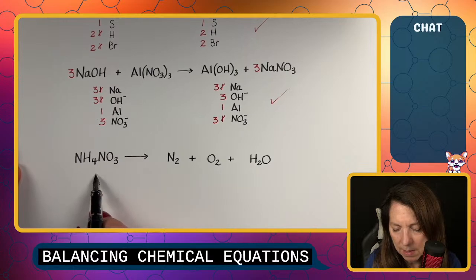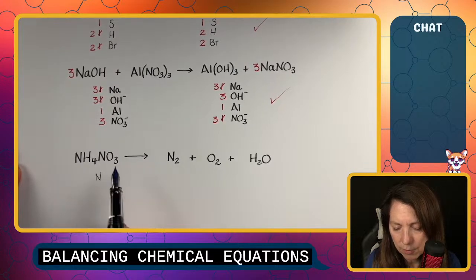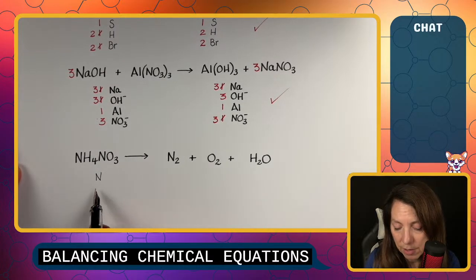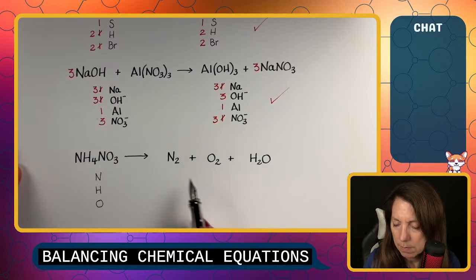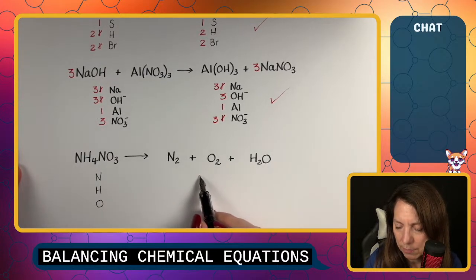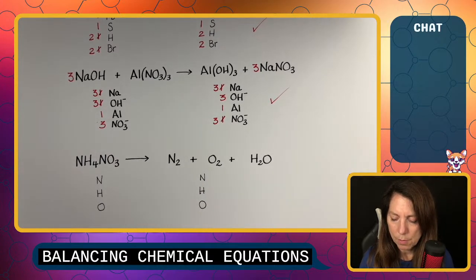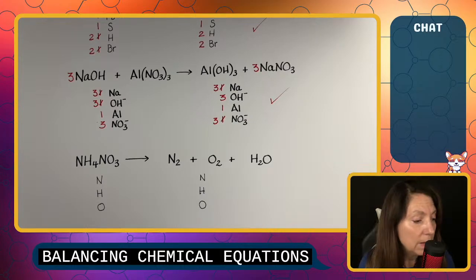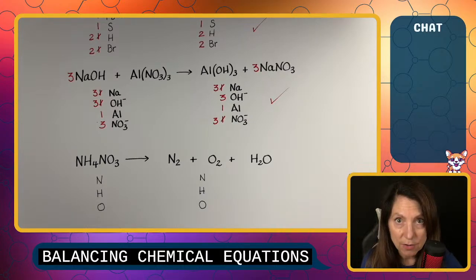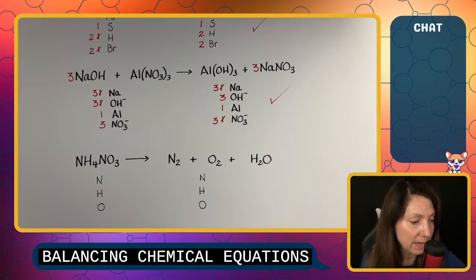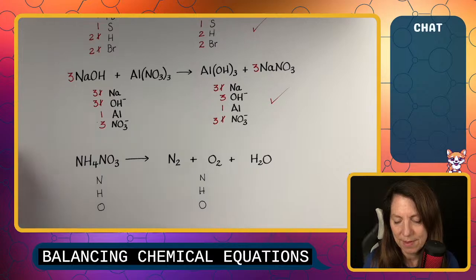Let's list that. Nitrogen. What else do we have? We have hydrogen, and we have oxygen. And that is the same with this side as well. We've got nitrogen, hydrogen, and oxygen. Okay, so we're going to add these up, see where we're at to start, and then see what we have to do to balance this chemical equation.